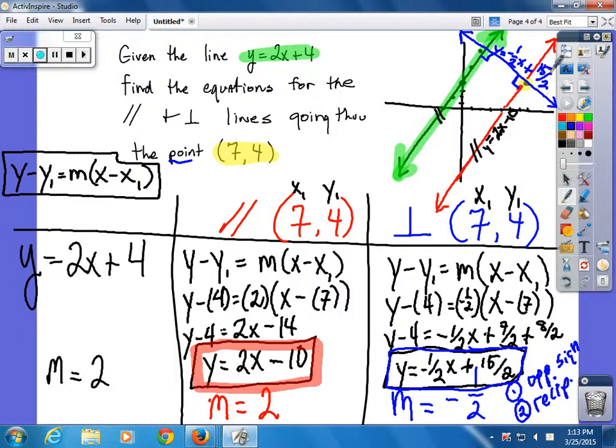So this point right here crosses the x and y axis is 7.5. That's your y-intercept right there. Y-intercept on the red line is what?